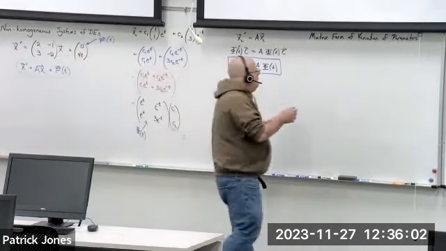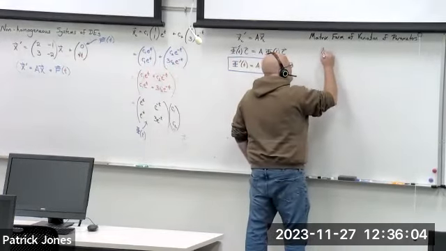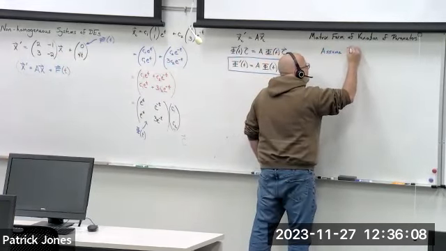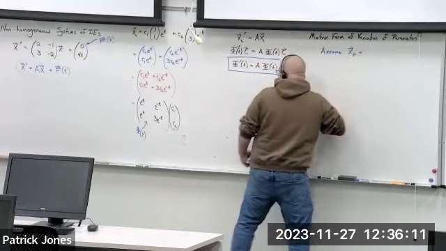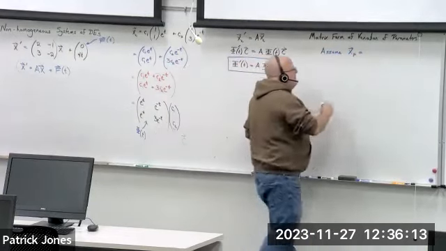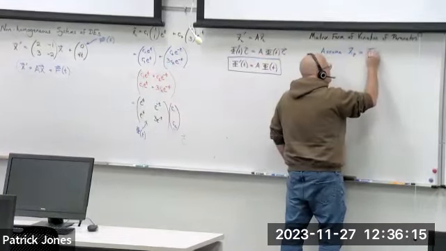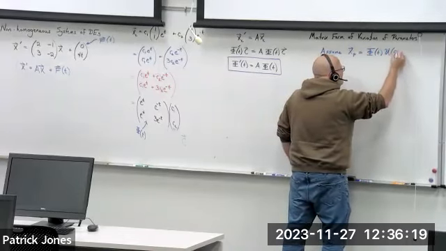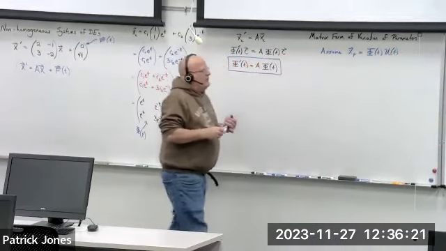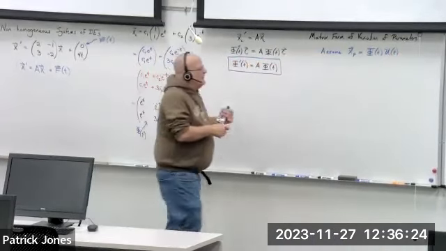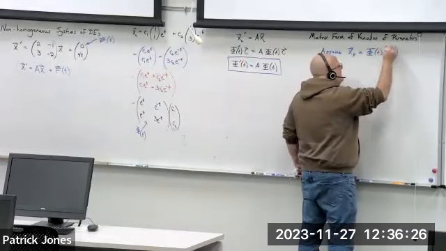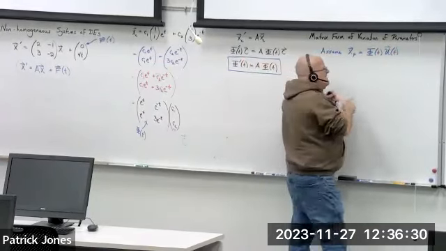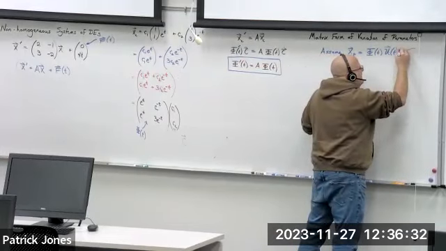So we're going to assume that our particular solution is that same phi matrix times some u of t. I should say that's a u vector of t. And the whole idea is just that, hey, this is not constant.